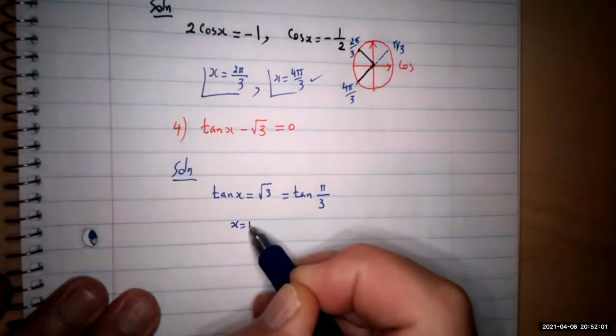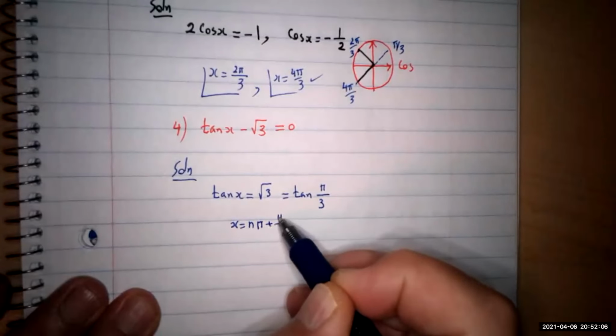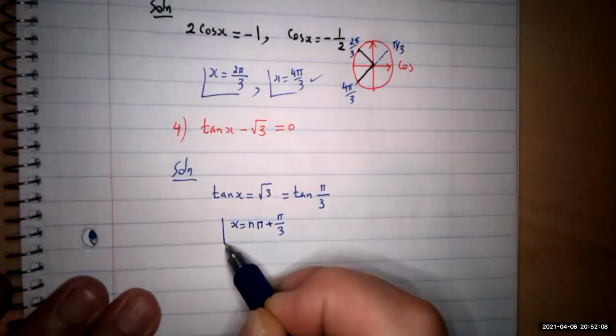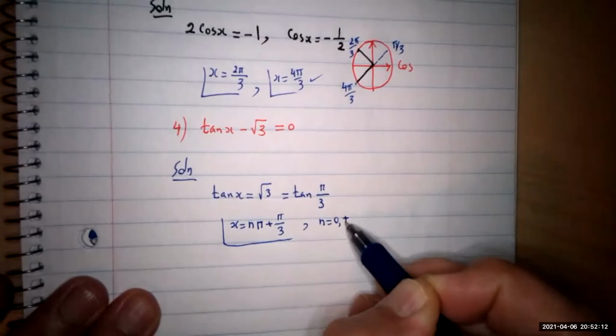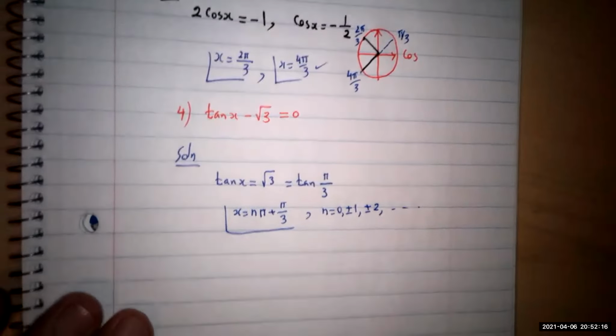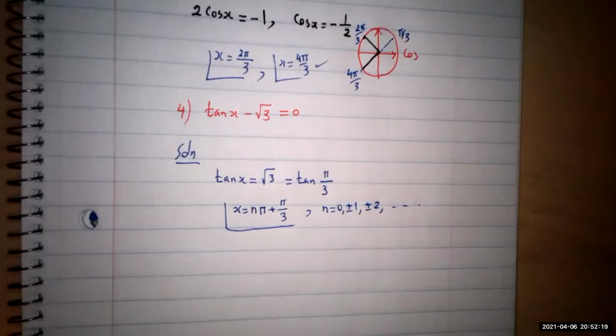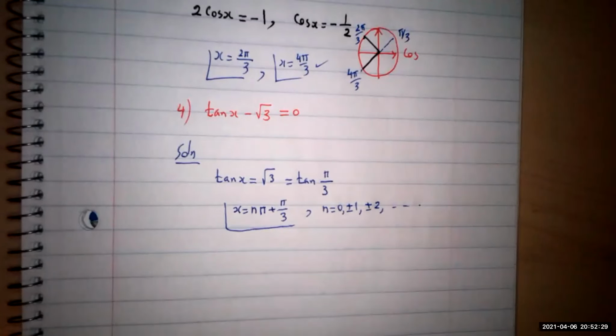x is equal to n pi plus pi over 3, and n can be 0, positive or negative 1, positive or negative 2, forever, and you're done. Okay, so the tangent is an easy equation to solve. We solve for the tangent of x, and we get radical 3. Radical 3 is the tangent of 60 degrees, and then you're done. Any question?